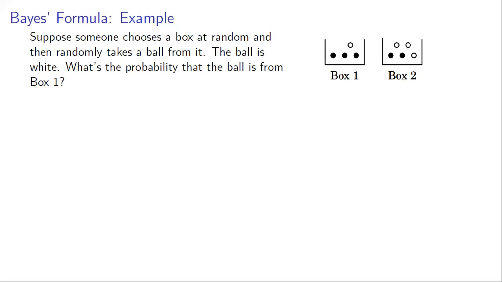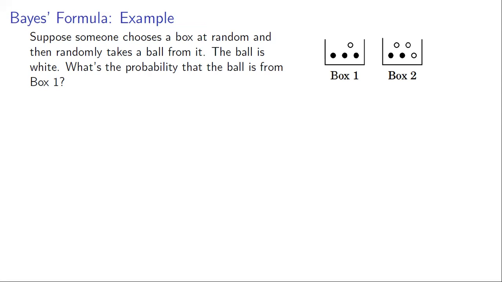Now suppose we know that the ball is white. Normally you might ask, what's the probability that the ball is white? But that's not the question here. Here we know the ball is white. The question is, what's the probability that the ball is from box 1? Suppose someone behind our back, where we don't look, chooses the box randomly, takes a ball, and then shows us the ball and tells us, here's the ball, it's white. But we don't know which box they took it from. So what's the probability that the ball is from box 1?